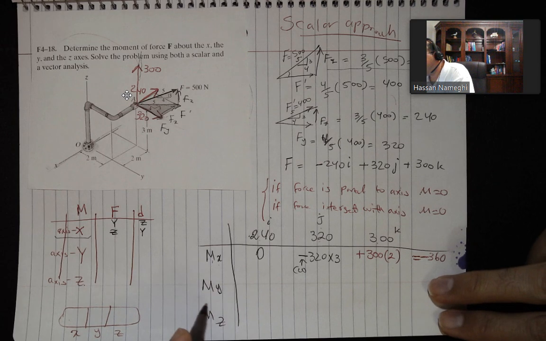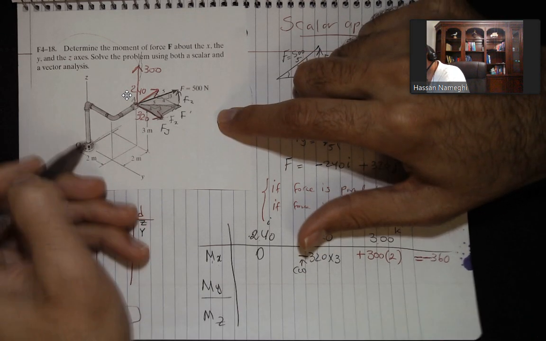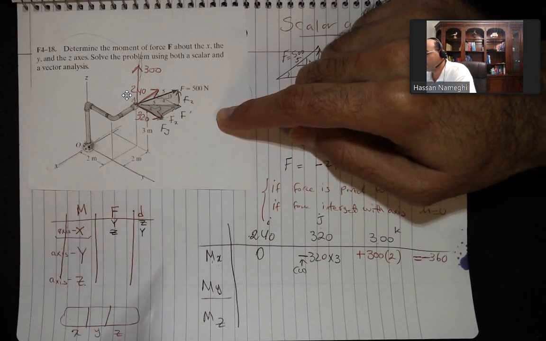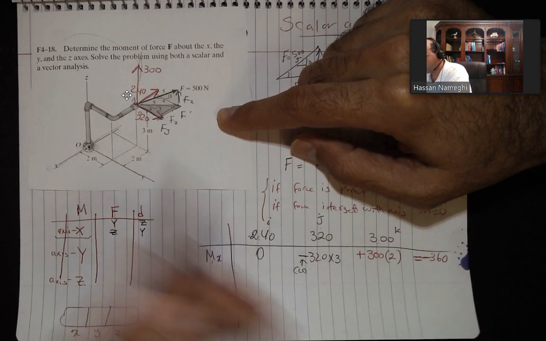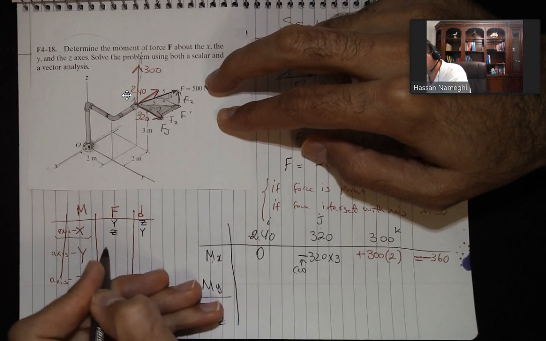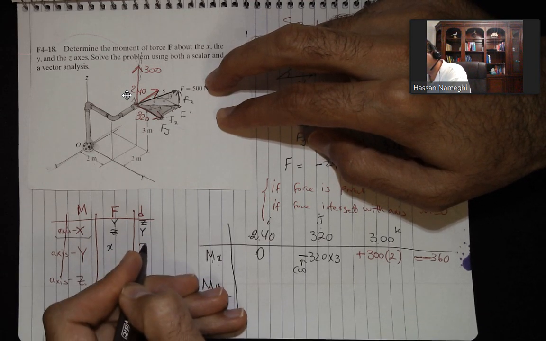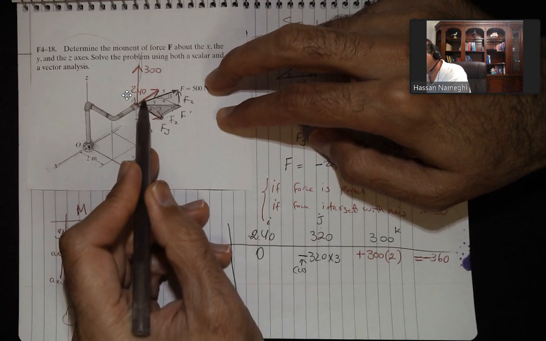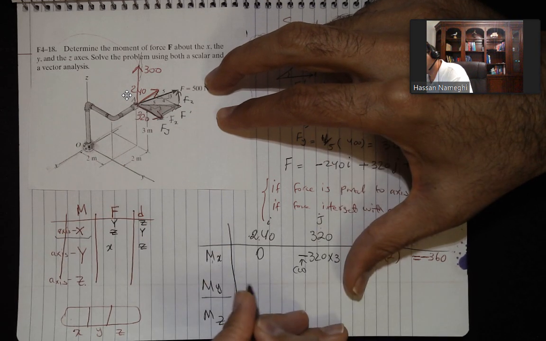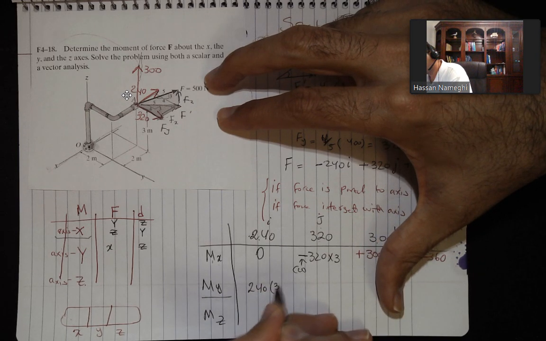So I want to do moment about y-axis. So let's go to the y-axis, which is here. That's where the y-axis is. I need to look at every one of them. So the 240. The force 240 here, the force is on the x. We do moment about y. Distance will be on the z. The force 240, your distance is on the z. So it will be 240 and then distance on the z is 3.